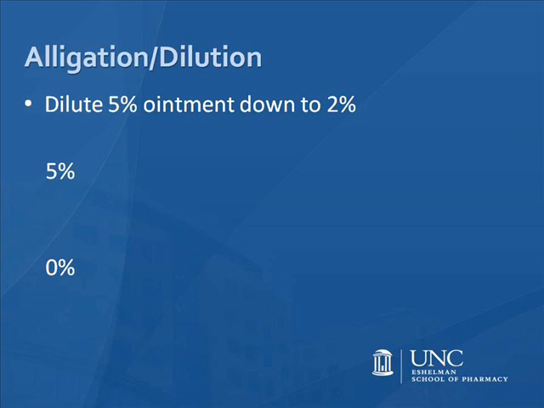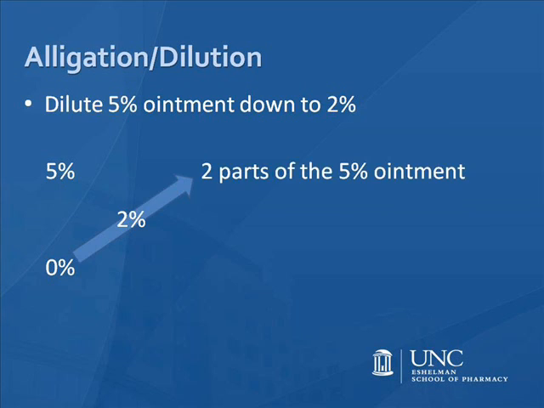To dilute, you'll normally use an inactive ingredient. In other words, something that is 0% in concentration. So we have a 5% ointment, we are diluting with a 0%, and we're trying to get down to 2%.